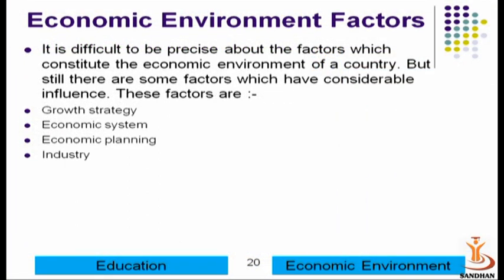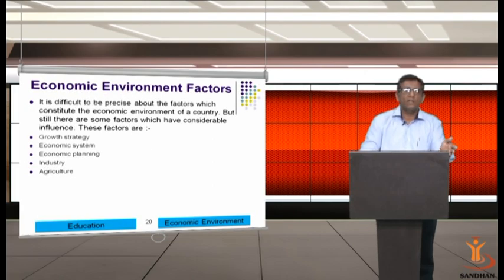Industry, industrial policies, what types of industries exist, and these industries lead to the economic progress of the country. So it's also one of the economic environmental factors. Agriculture, because most of the industries are dependent on raw material from the agriculture sector, and our country's economy was an agrarian economy. Now we have moved towards the service sector, but still 48 to 50% of our population is dependent on agriculture. So that also decides our economic environment.